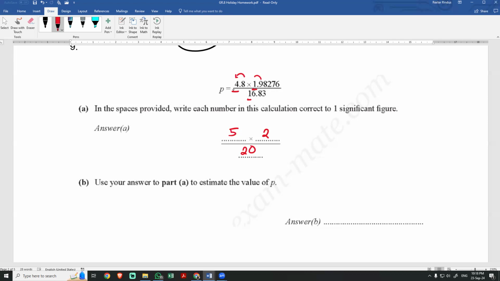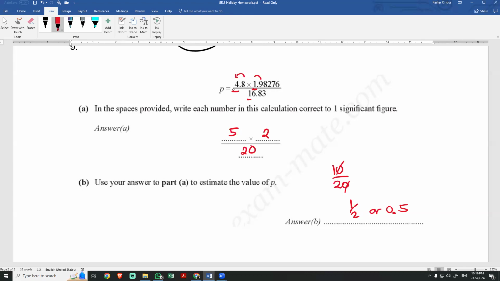The next question is a follow-up only. Use your answer to part A to estimate the value B, because this is an estimation, it is not the exact value. So what we can do now is 5 times 2, which is 10 over 20. Or we can have an answer of 1/2 or 0.5. So 1/2 or 0.5 is your answer for that one.